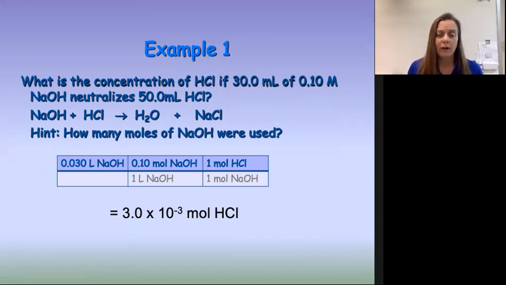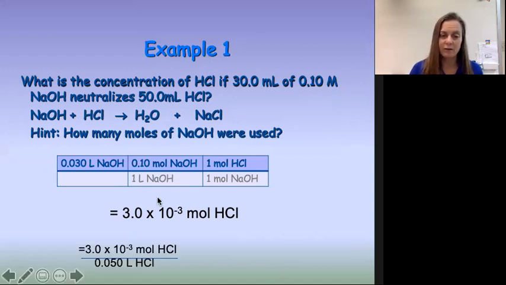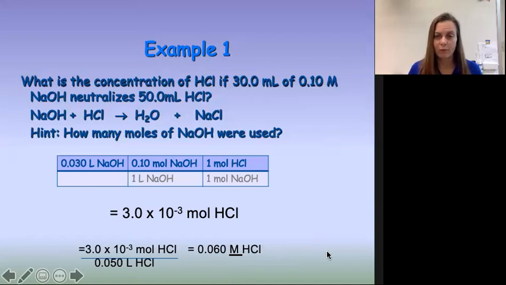And we want to know what's the molarity. And molarity is moles per liter. So we're going to divide by the liters of hydrochloric acid. So we had 50 milliliters, that's 0.050 liters. And we get that we have 0.060 molar hydrochloric acid. So stoichiometry to find the moles, divide by the volume, and that gives us molarity.